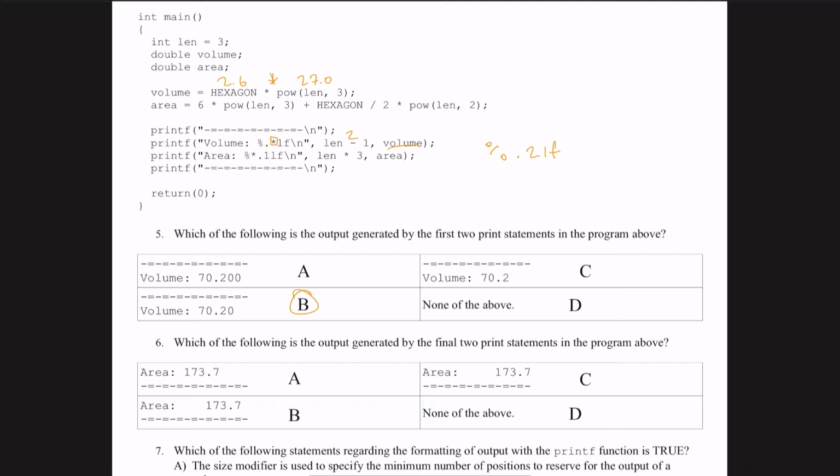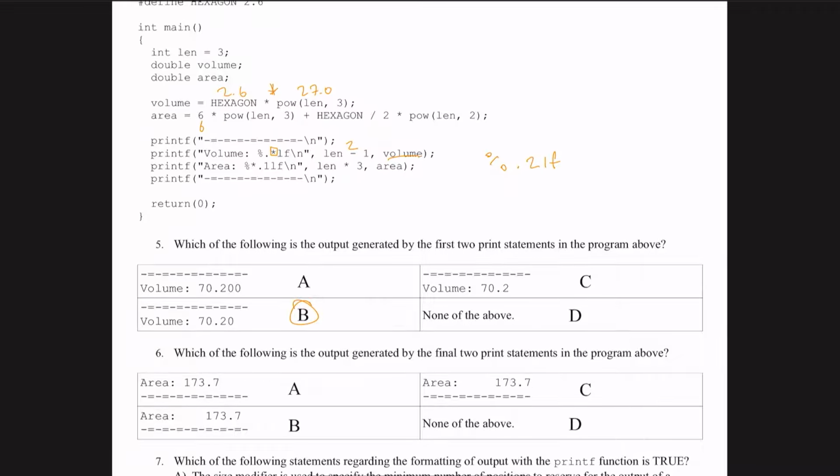Now we have question 6. We're looking at the next two print statements, so we're looking at area. Well, once again, we have 6 times 27.0 plus 2.6 divided by 2 times 9.0. And if you do all that math, you'll end up getting this number, 173.7. Of course you want to verify that if you have the time, but the point of this question is looking at our width modifier. Once again, we have this asterisk right here. We can see we're substituting length times 3 for it. So that's going to be 9.